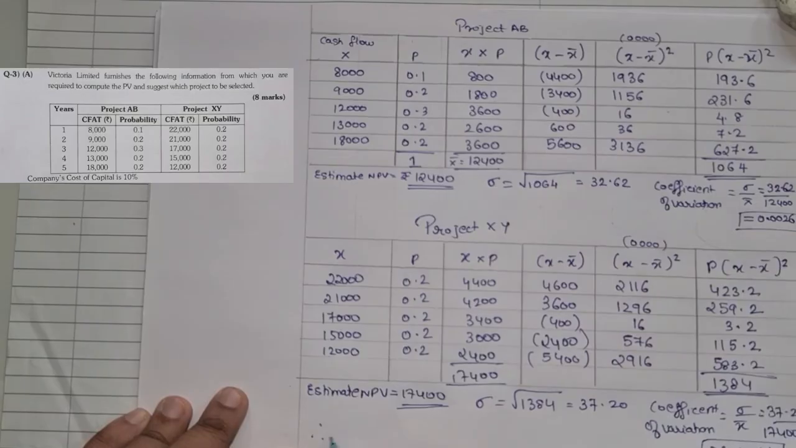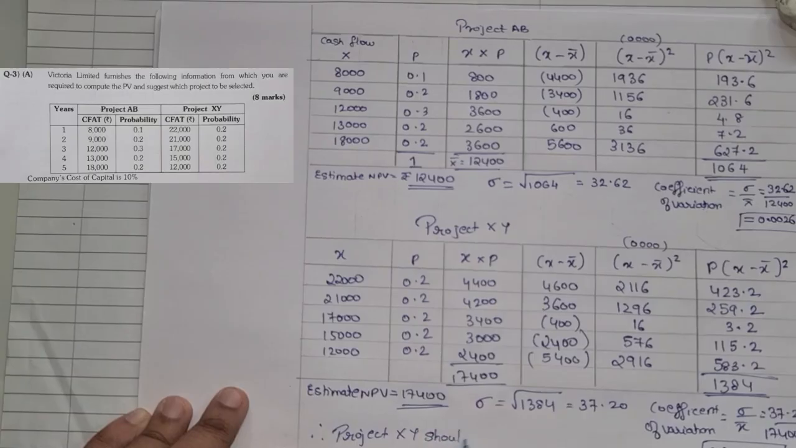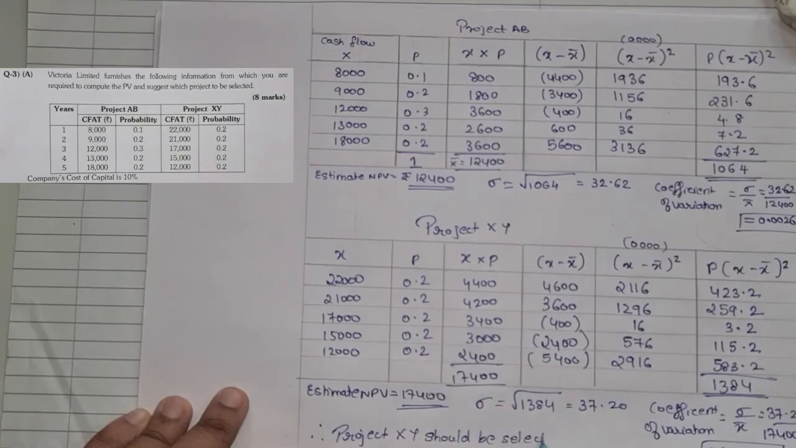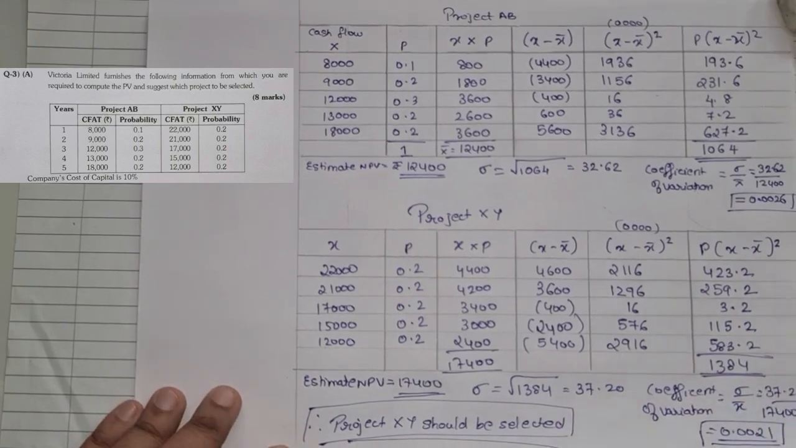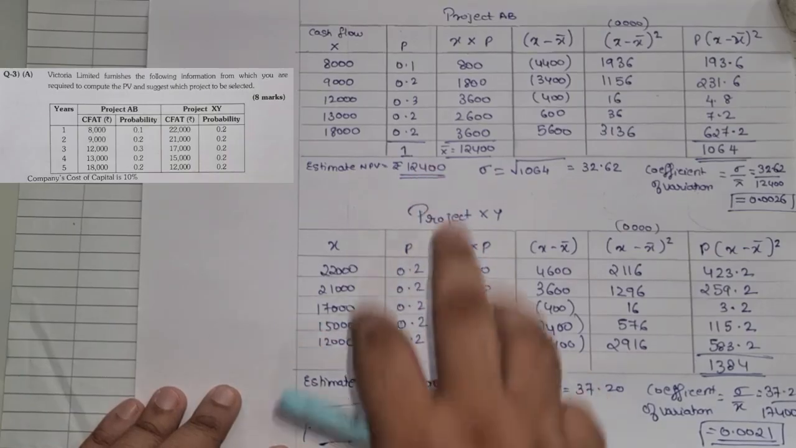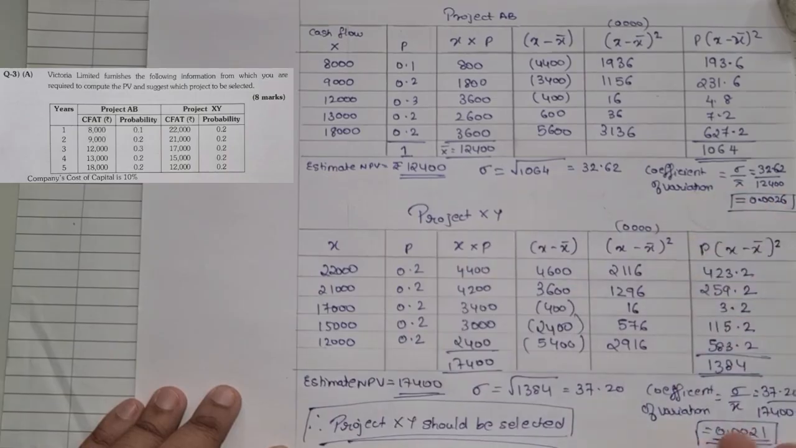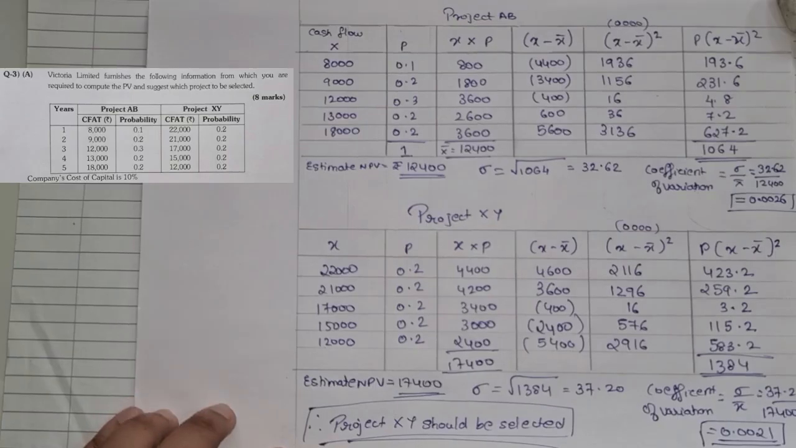Therefore project XY should be selected. Why? The NPV is also greater and the risk is also less. So that's my final answer. This is how you all had to solve the sum based on question number 3A. We found the NPVs also, which they had asked us, and the less risky one will always be the better among the two. So this is how you all had to solve question number 3A. I hope everyone has understood.